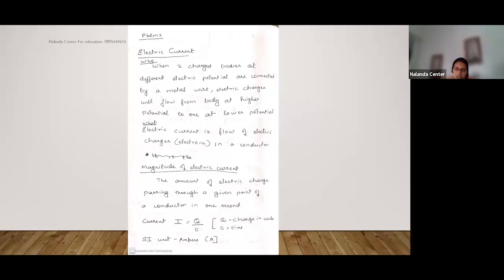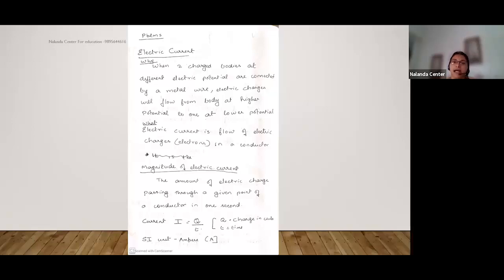This flow of electrons is known as electric current. Electric current is a flow of electric charges in a conductor. Electric charges may not just be electrons, they can be ions as well, but as far as we are concerned, we are going to stick to the electrons.